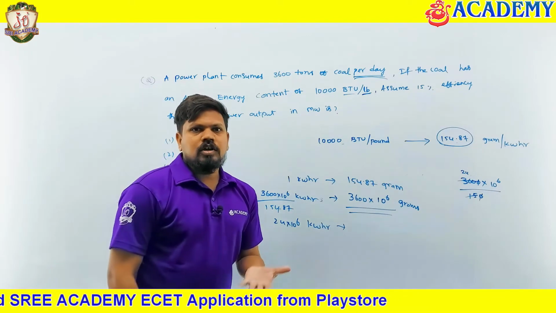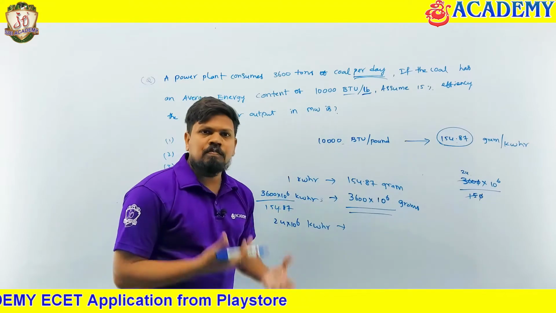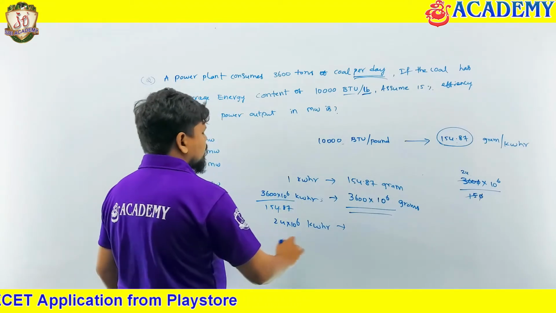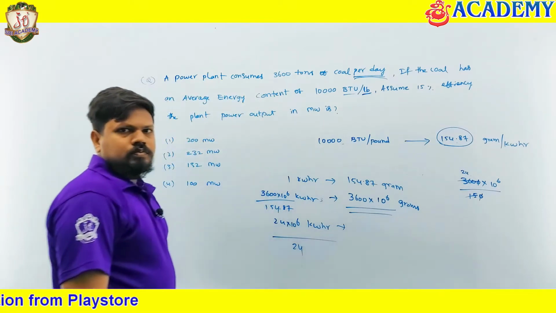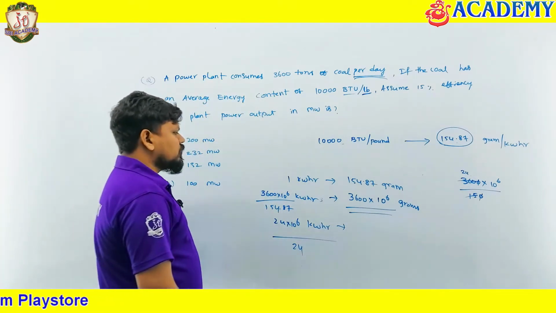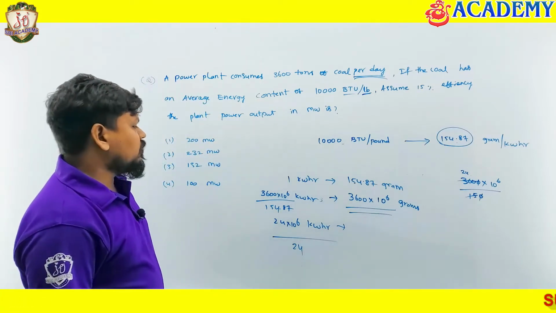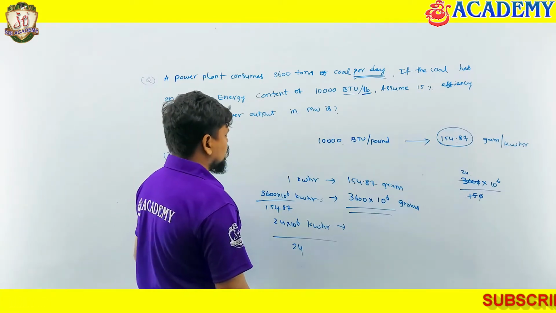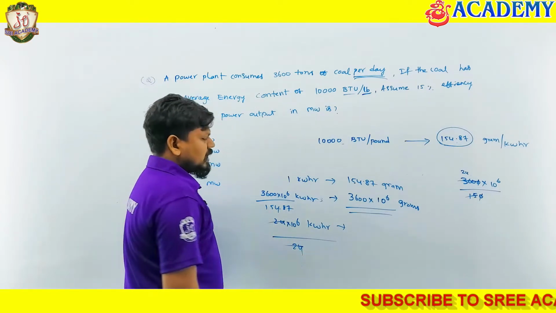You want power. What do you have to do? Per day we calculated energy. If you want power, you have to divide by 24, that's it. Divided by 24, then only you will get the power. But you can observe one thing: whatever you are doing here, the 24 and 24 will cancel.